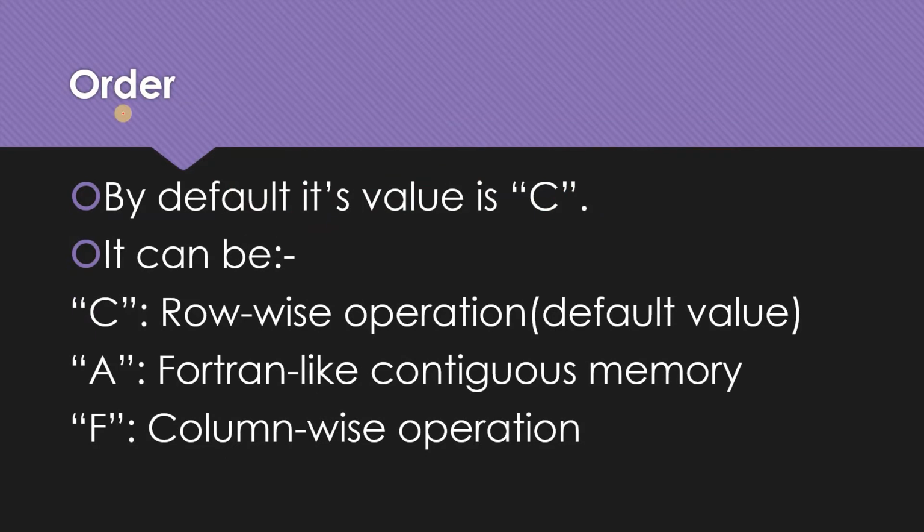Fine. After that, the next parameter is order. By default, the order is C. The order can be of these many types. Basically, order means the way in which you store data in the array. So it can be either C, A, or F. C means row wise. I know it is a bit confusing because C can stand for column and F can stand for Fortran, but it is really different, because C stands for row wise operation, A stands for Fortran like contiguous memory, and F stands for column wise operation.